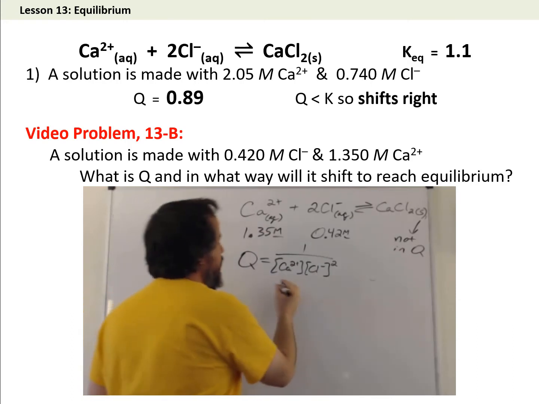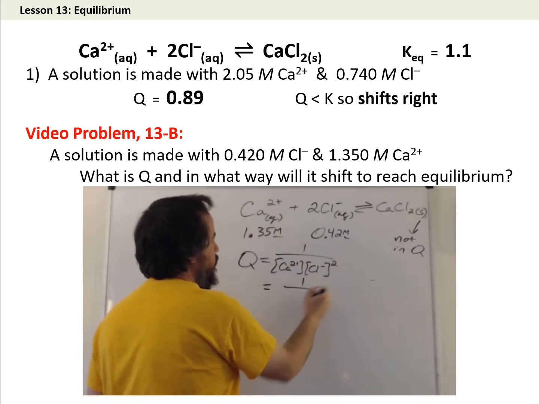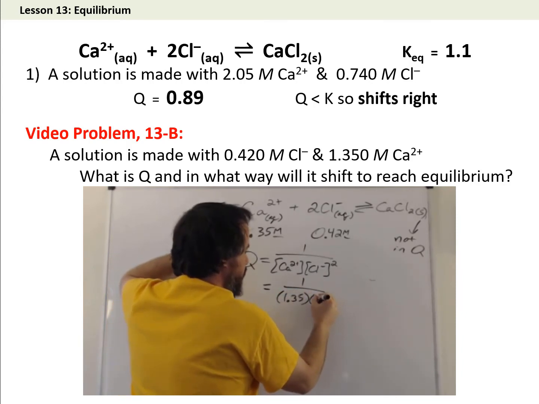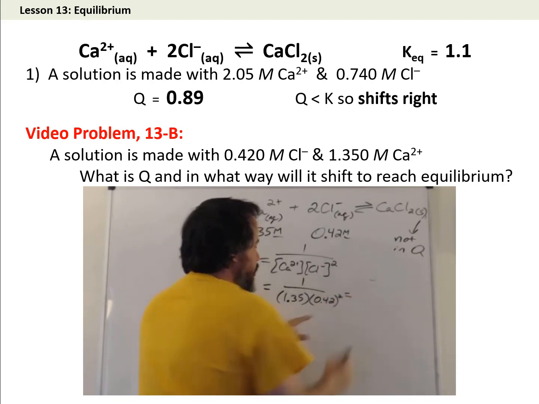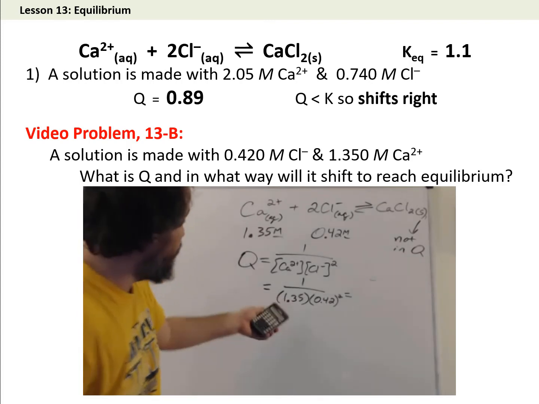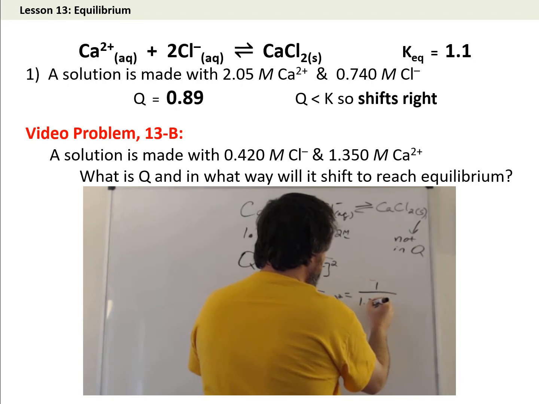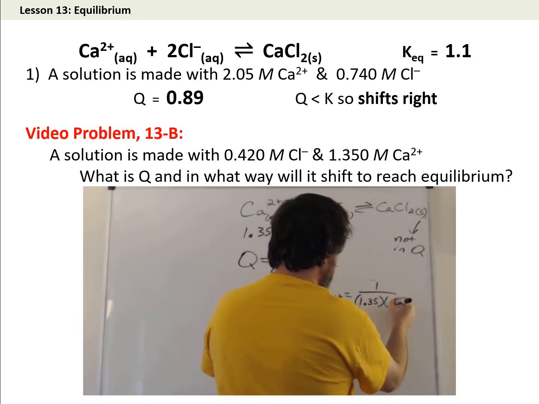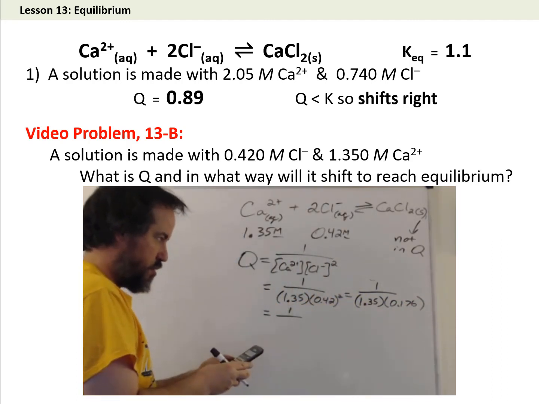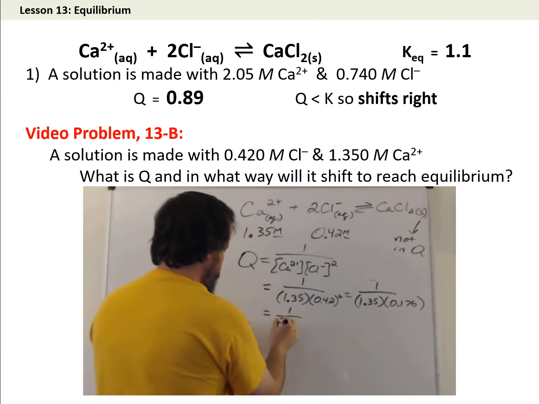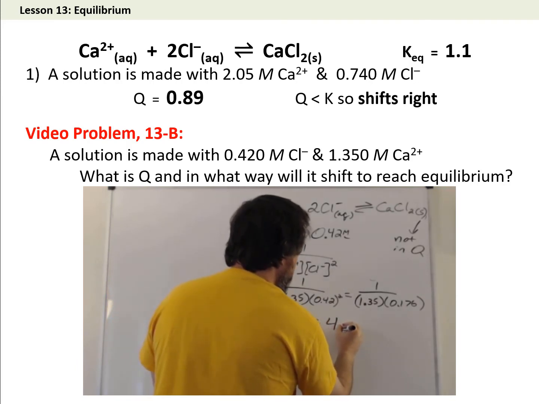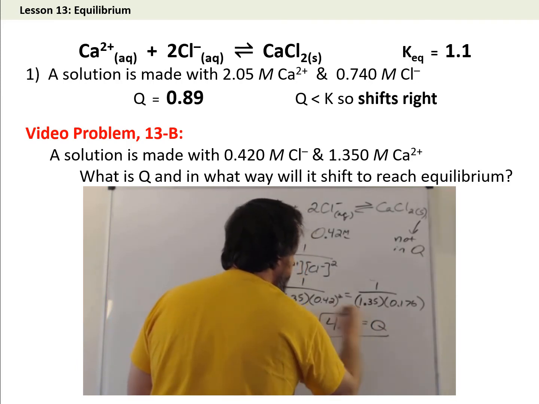Okay, so now I can plug them in. 1 over 1.35 times 0.42. Make sure you remember you're squaring that 0.42 and then multiplying by that 1.35. So that's 1 over 1.35 times 0.176. It's going to give me 1 over 0.238, or 4.2. That is my value for Q.